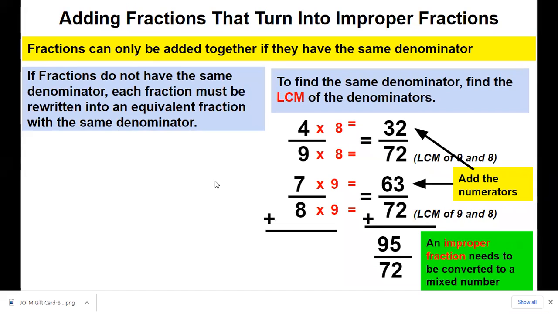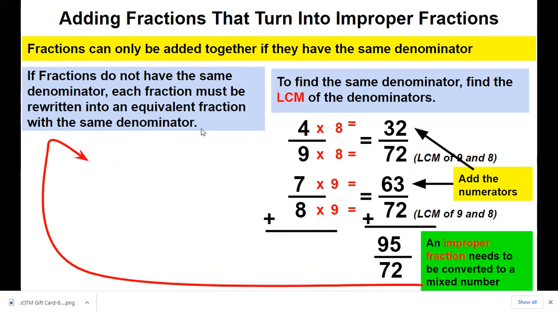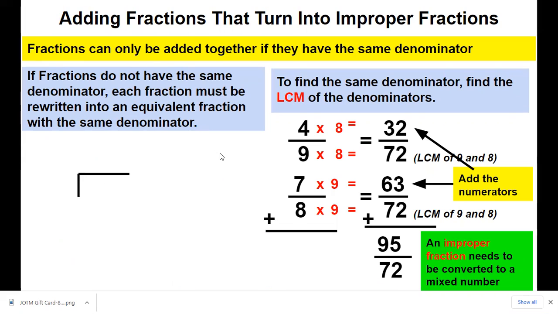So an improper fraction needs to be converted to a mixed number. How do I do that? Well, I take my fraction and I do a division. So I make my little division sign over there on the left. I put the top number on the inside, 95. I put the bottom number on the outside, 72, and then I divide.